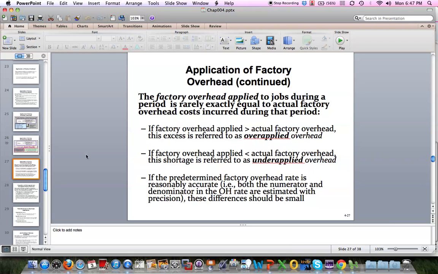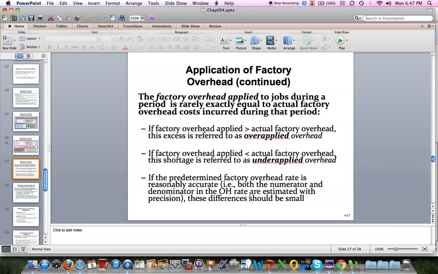Remember, we could do thousands of different jobs in a year, and every time we do a job, when we get done with the job, we apply overhead based on that predetermined rate times actual something, typically actual direct labor hours. That's how we apply overhead. So it's very easy to over-apply or under-apply overhead. If factory overhead applied is greater than actual overhead, we've over-applied. If factory overhead applied is less than actual overhead, then we've under-applied.